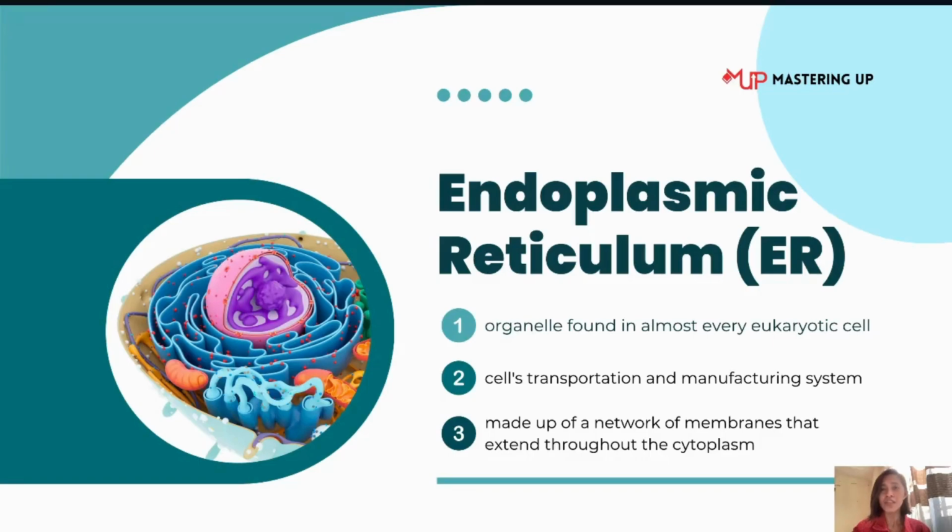So it's kind of like a bridge between the nucleus, where the genetic material is, and the rest of the cell. The ER's main job is to help produce things the cell needs, like proteins or fats, and move them around. We'll get into the details of how this works in a moment, but for now, just know that the ER is crucial for keeping the cell running smoothly.